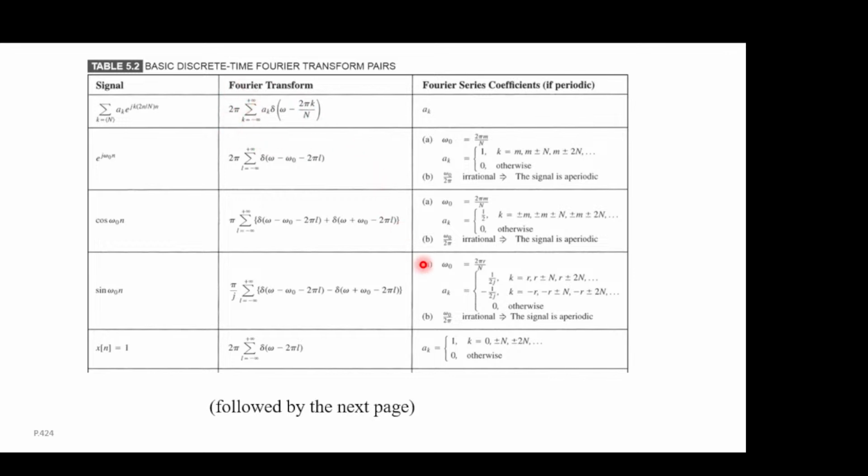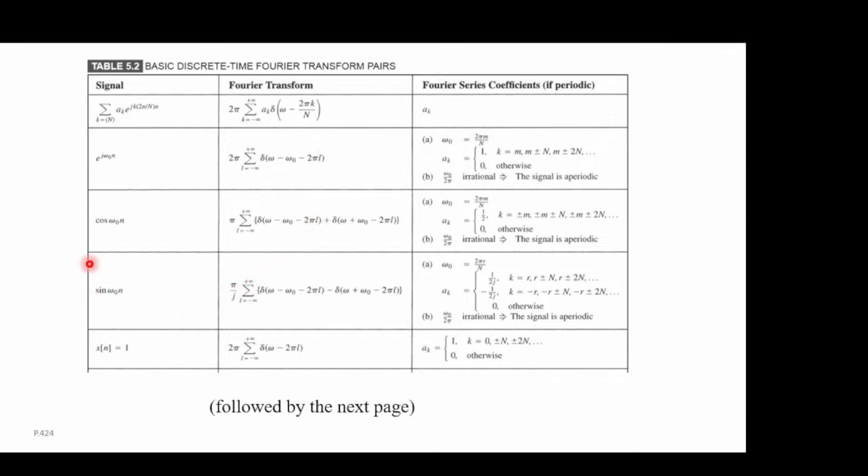That's what happens if you have a periodic signal, and then you can look at the individual component. For the exponential e to the j omega naught n, you get 2 pi times the delta function at omega equal to omega naught, repeating itself at every 2 pi. So you get an extra 2 pi l.